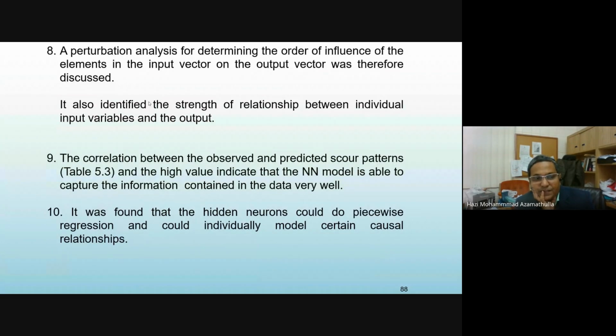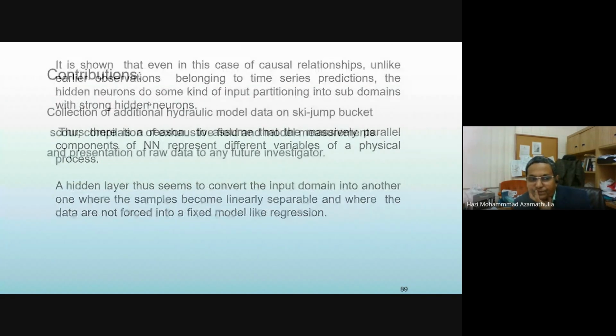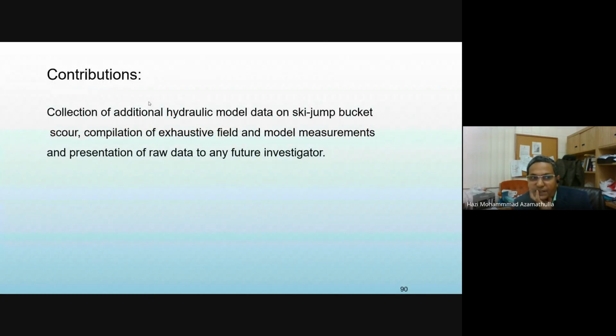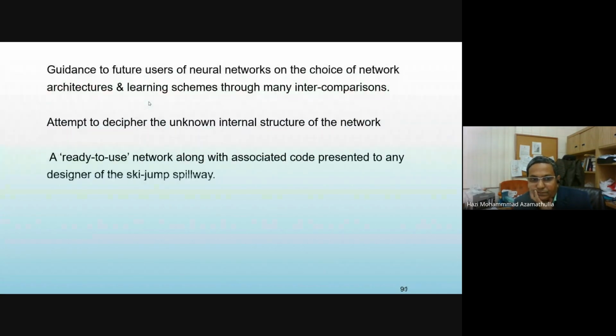Yeah, if anything happens at Switzerland Dam, please let me know. Okay, some contribution. Okay, yeah, next.